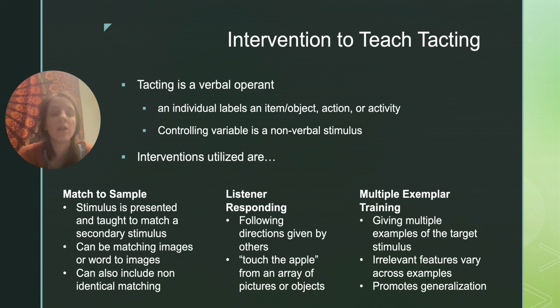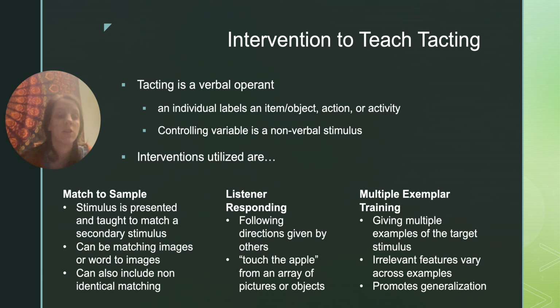Interventions utilized are match to sample, listener responding, as well as multiple exemplar training. So match to sample, the stimulus is presented and taught to match a secondary stimulus. This most commonly is cards, laminated cards. My example is going to be fruit. We're talking about apples. So we might have one apple card, we say match, and there's an array of other foods, and he has to match it to the identical apple card.